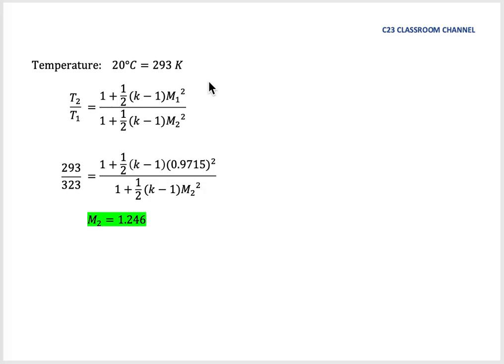Normally, if we have two readings of temperature, we could use this equation by substituting the value of T2, the second point temperature, 293. T1 is the previous temperature, which is 323. And then we put Mach number M2 here as the Mach number that we want to calculate, and Mach number 1 here is the Mach number that we calculated previously. We could solve this equation, and then we get Mach number 2 is 1.246.